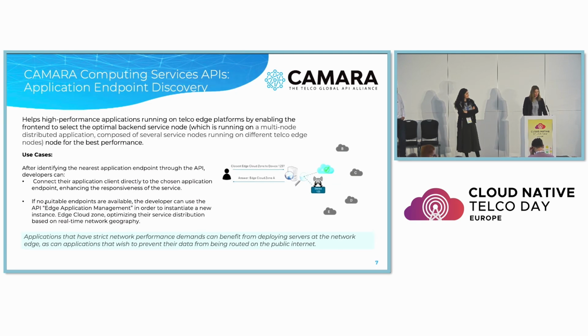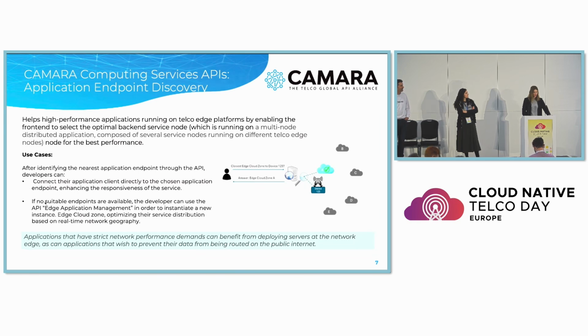So another one we have here is called Application Endpoint Discovery. And this one, it helps high-performance applications locate the nearest edge cloud zone, while also linking to the nearest edge points. This one gets a little bit more complicated because at the back end here, we're dealing with multi-node distributed applications. And so what it does is it solves the problem of having the front end locate the best service nodes in the back end that are going to give you the best delivery.